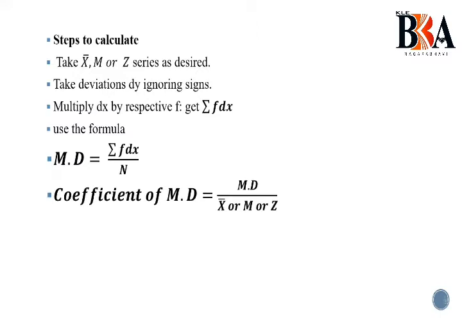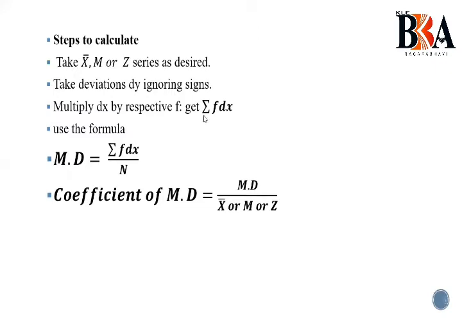The coefficient of mean deviation is compulsory where we need to calculate it. It is the same as in the individual series and is repeated in the discrete series also. That is, mean deviation divided by the mean, median, or mode. If in your question they ask you to solve on the basis of the mean or the median to find the mean deviation or coefficient of mean deviation, then the coefficient will depend on that. You have to take the mean, median, or mode depending upon your question.